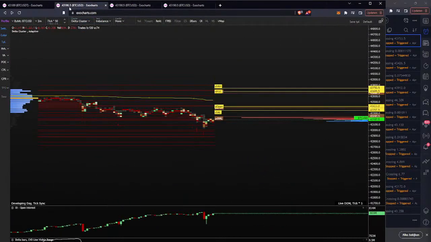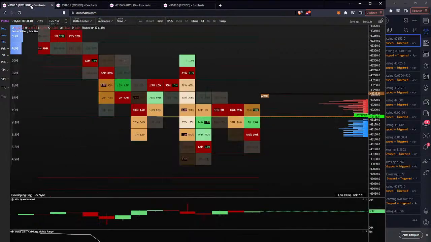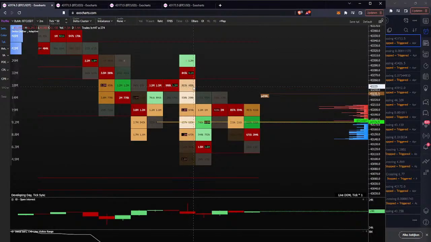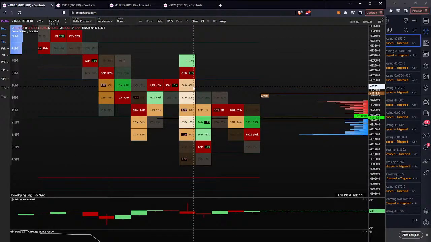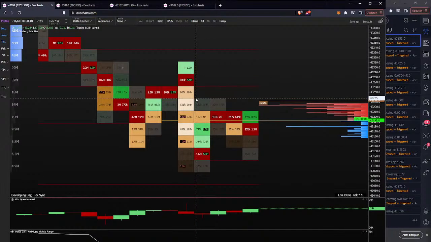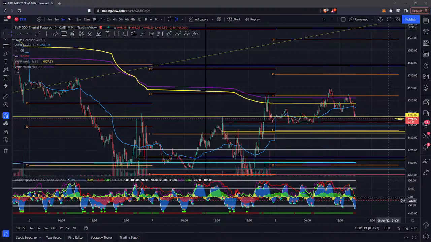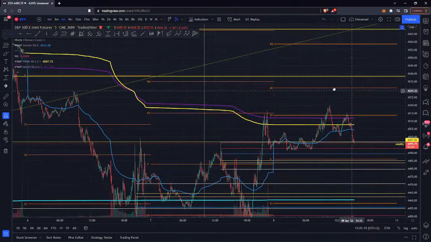So I'm not actually going to keep watching this. I want to chart a bit more. I do want to take a quick break. And let's first watch ES for a second. See what is happening over there.